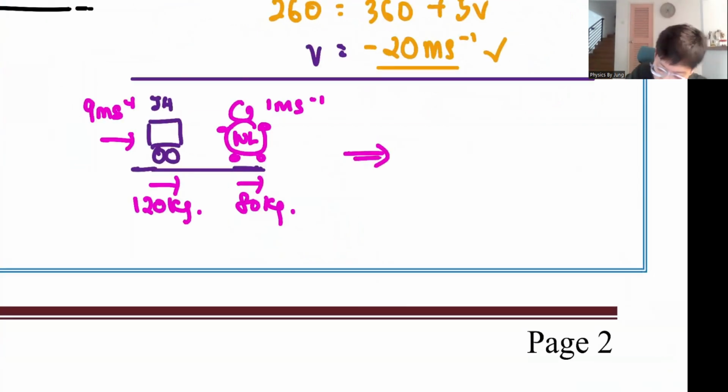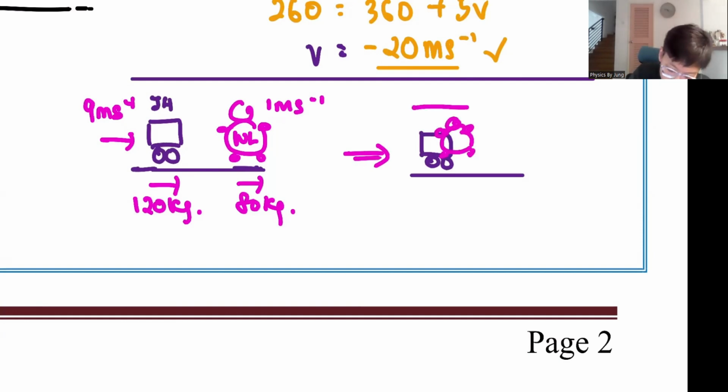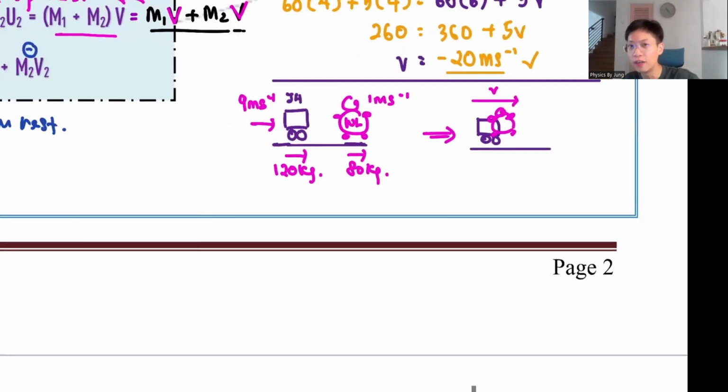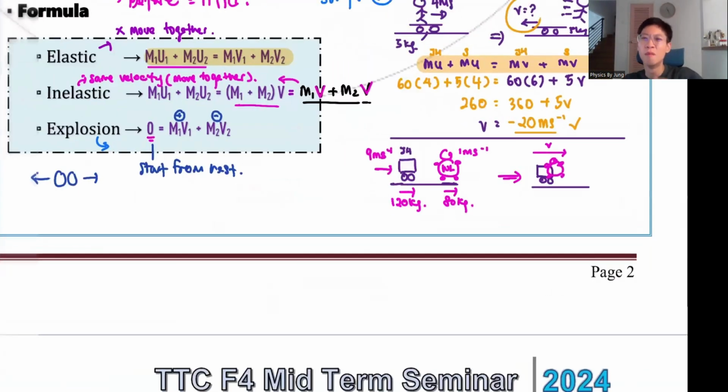Okay, once I hit him, what happened to Wailun? He actually hugged my car. What do I mean by hug my car? It means he actually got stuck to my car, and then we moved together with a velocity v. For this one, if you think about it, it's very simple. We move together, because Wailun hugged my car. So obviously this is an inelastic collision, correct?